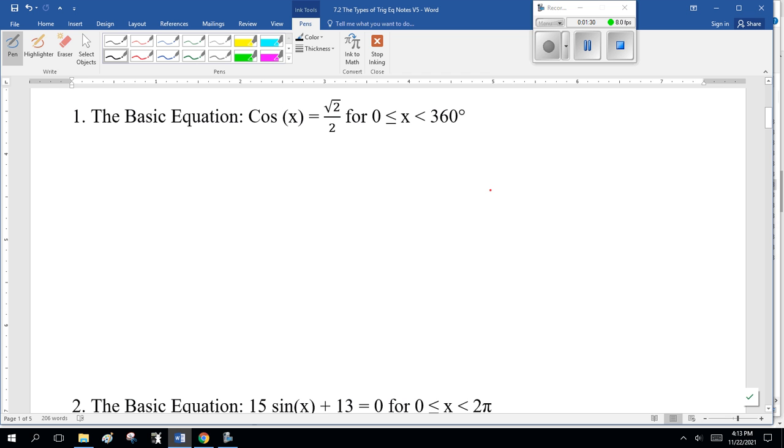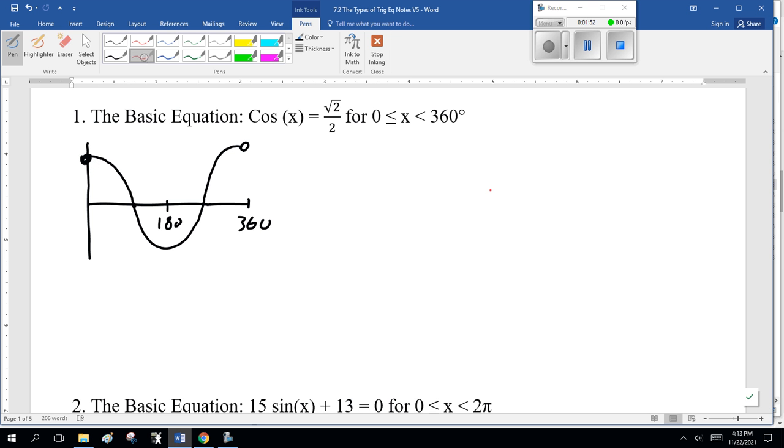Let's try this again. So, cosine graph goes like that. And we're stopping just shy of 360, 180. So there we go. Now, root 2 over 2 is 45 degrees. So you should know root 2 over 2. Yeah, not the best drawing.